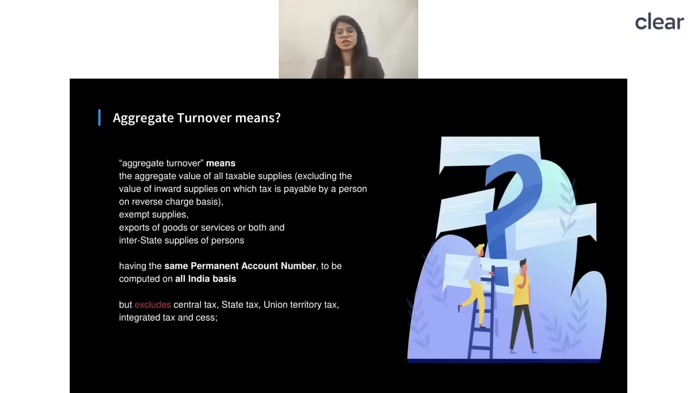If you ask me this question, I would say that you are not required to generate e-invoicing from 1st August 2023. Rather, you are required to generate e-invoicing from the next year, from 1st April 2024. So you will be required to generate e-invoicing, but that will be applicable only from 1st April 2024 and not from 1st August 2023.